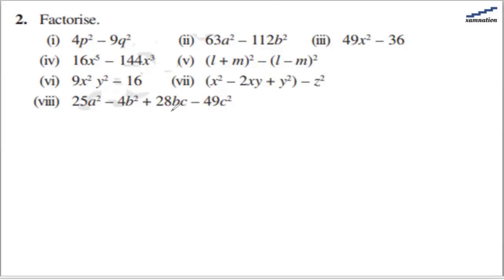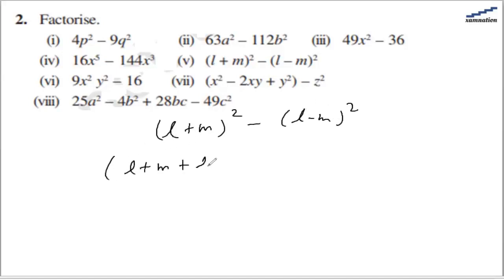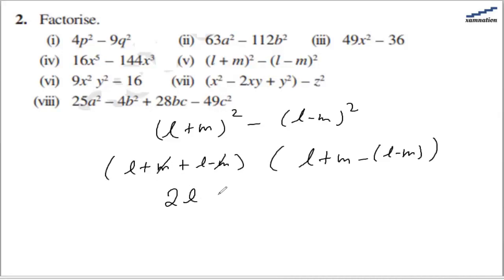So let's solve the fifth part. We have L plus M whole square minus L minus M whole square. We can write it as L plus M plus L minus M, multiplied by L plus M minus L minus M. So here we get 2L, and that multiplies with, when we solve this, 2M, because L and L will cancel. So we'll get 4 times L multiplied by M. So these are the factors of the fifth term.